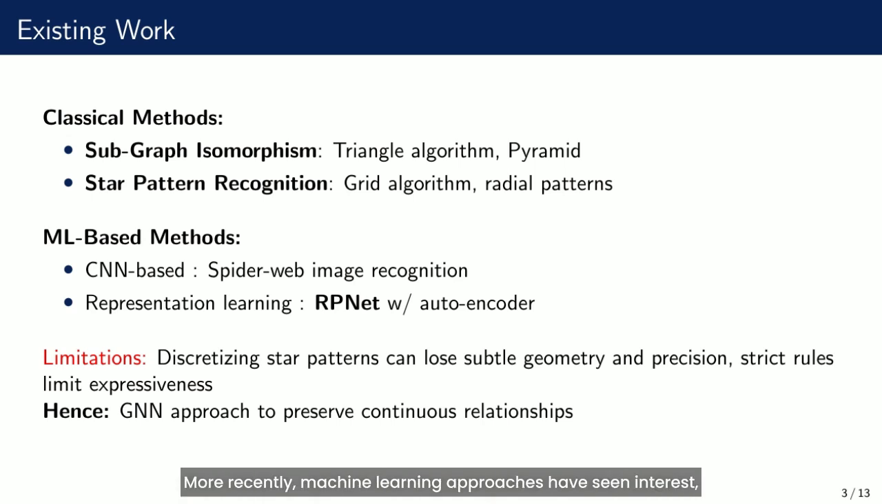More recently, machine learning approaches have seen interest, with the notable comparisons in this paper being a CNN-based spider image approach that uses an image representation of each star, and RPNet, which uses a trained autoencoder to create representations that are then identified by a classifier.